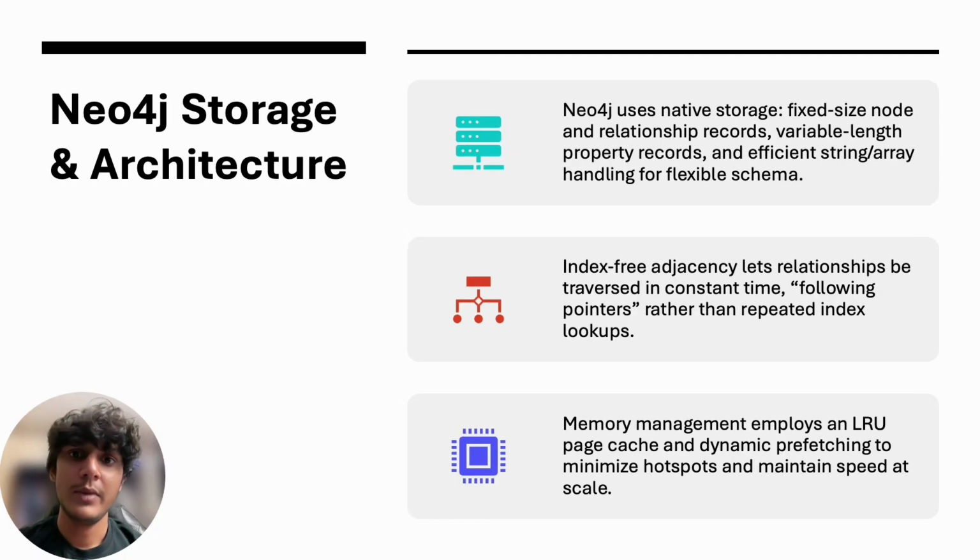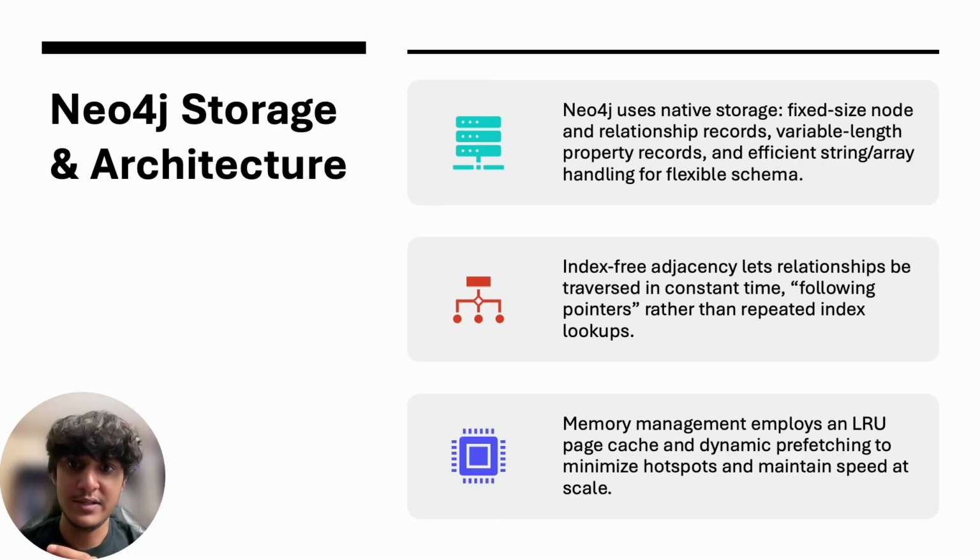Okay, so what makes Neo4j actually fast at this? It comes down to how it stores data. Neo4j uses what's called native storage instead of stuffing everything into generic table rows. It has specialized fixed-size records. Node records are 15 bytes, relationship records are 34 bytes. This might sound like a small detail, but it means Neo4j can calculate exactly where data lives on disk using simple arithmetic, no search required.